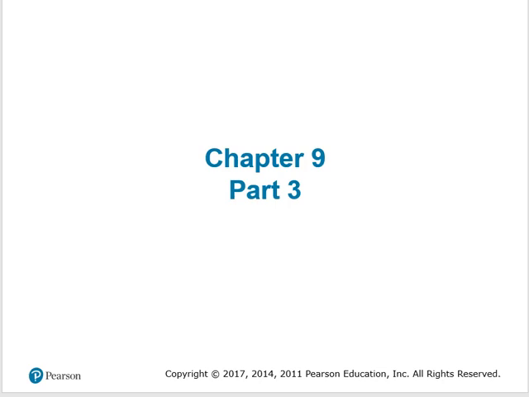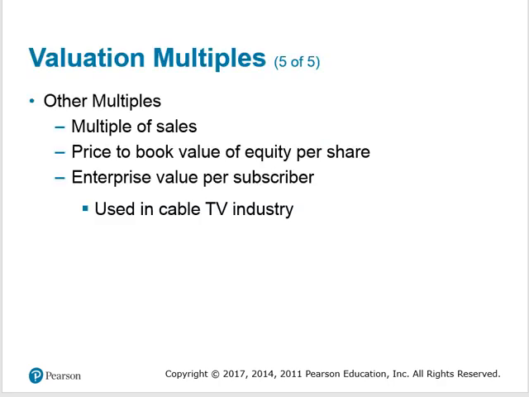We want to conclude this chapter with a few more examples of some multiplier types of valuation models. And then we want to work our way into some discussion about information and how that has an impact on the value of the company. So we have some other multipliers that are available.